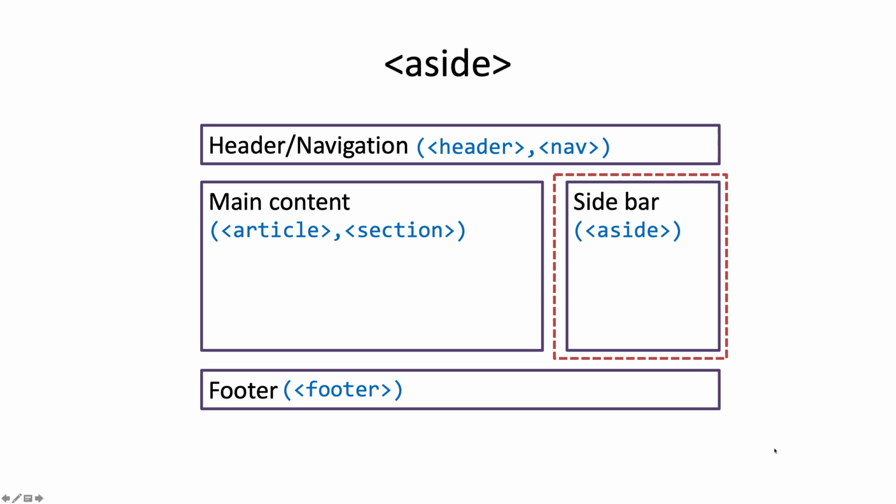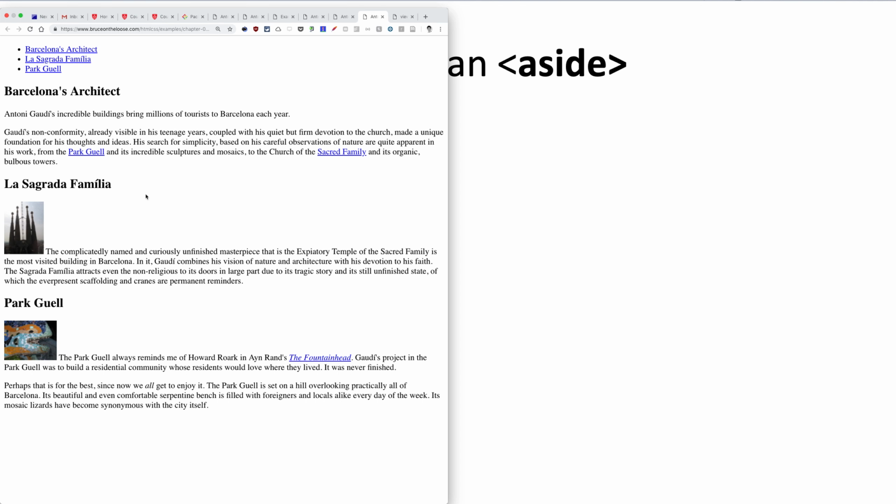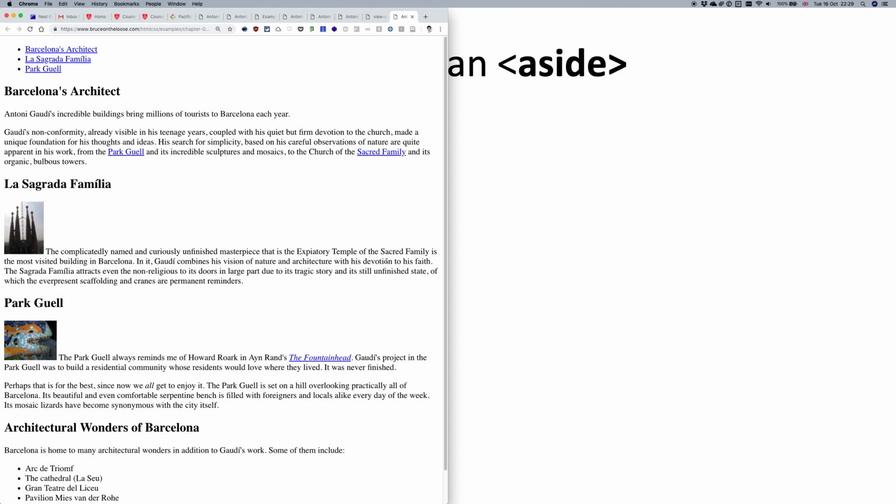Okay, now let's move on to the sidebar. And the tag is called aside. Unfortunately, it's not called a sidebar, but aside is still straightforward enough to understand. So aside is used to specify related information, but usually not directly part of the main content. So this would be an example when you have a sidebar.